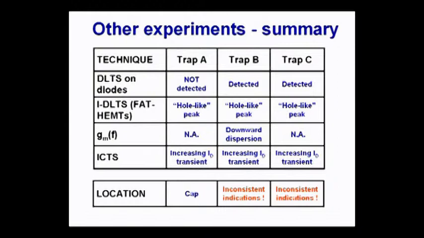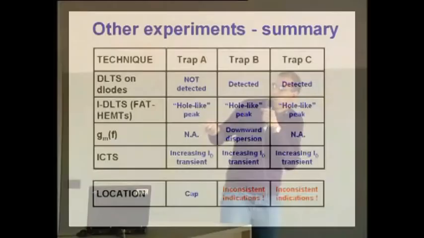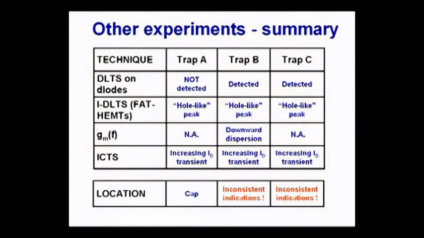On the other hand, the other techniques such as GM dispersion, current mode IDLTS and gate lag provide the same indication of the location for the three traps. So the problem now is that from these measurements we are sure that trap A is at the surface, while for traps B and C we have inconsistent indications.